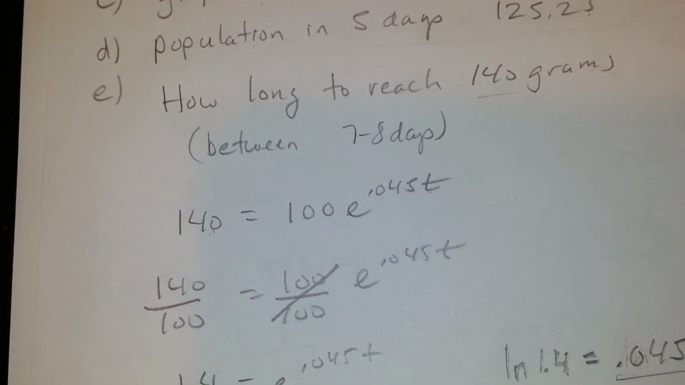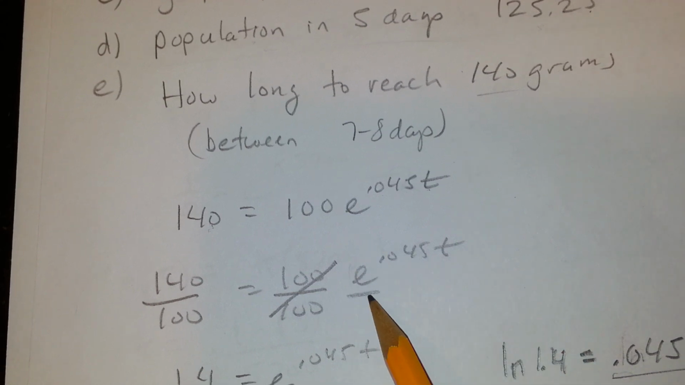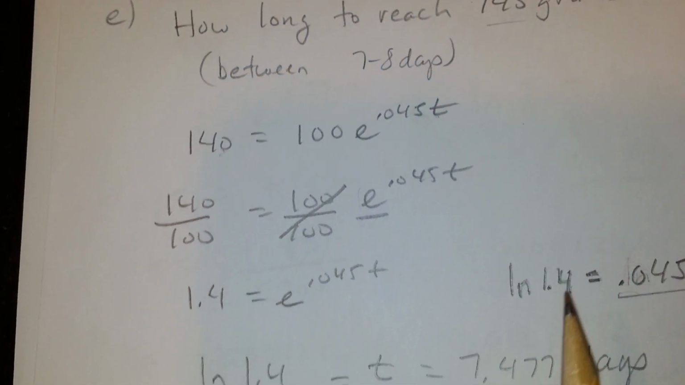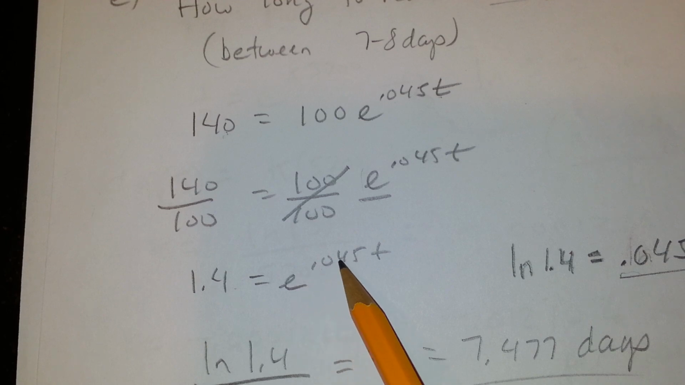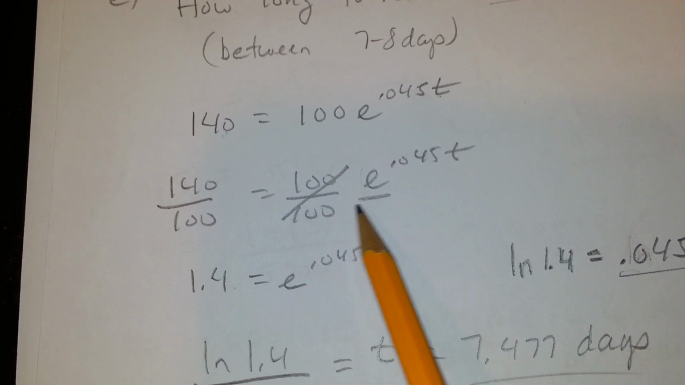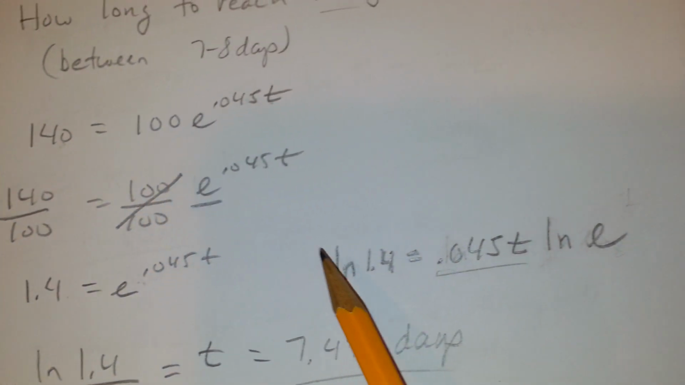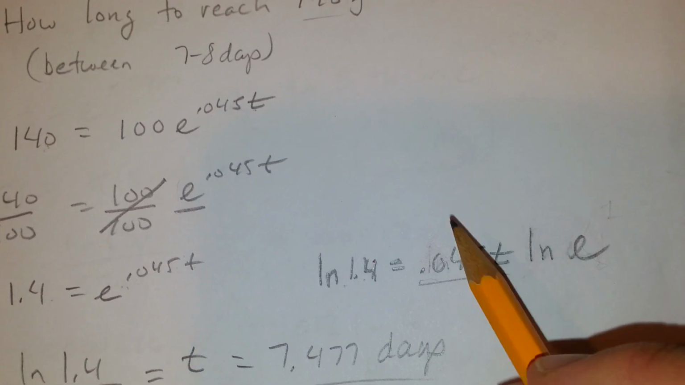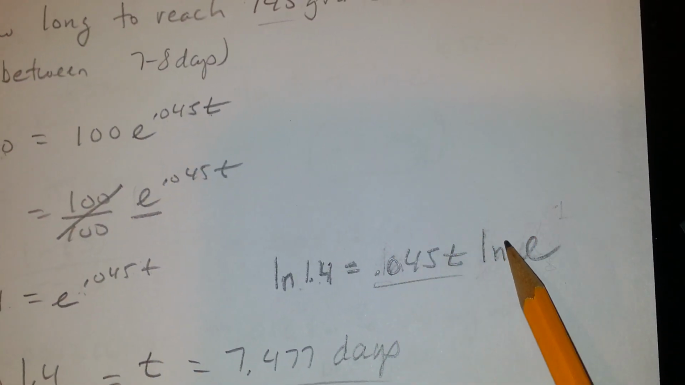Before I take the log of both sides, I want to get this base by itself. So I divided both sides by 100, and 140 divided by 100 is 1.4, and now I've got e to the 0.045 times t. Now we can take the log of both sides. The log of 1.4 allows this exponent to come down in front; by taking the log of both sides, the exponent is now a coefficient.